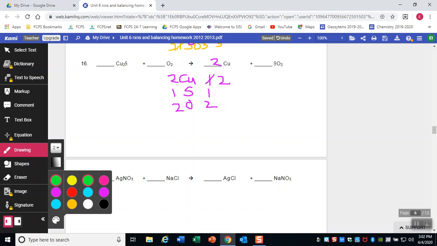All right, go back to the green. So let's see. I've got 2 coppers, check. 1 sulfur, 1 sulfur, check. 2 oxygens, check. So that's 1, 1, 2, 1.